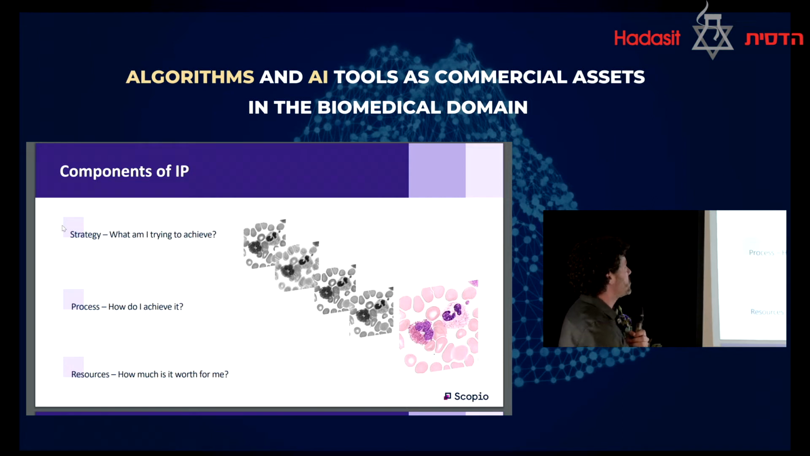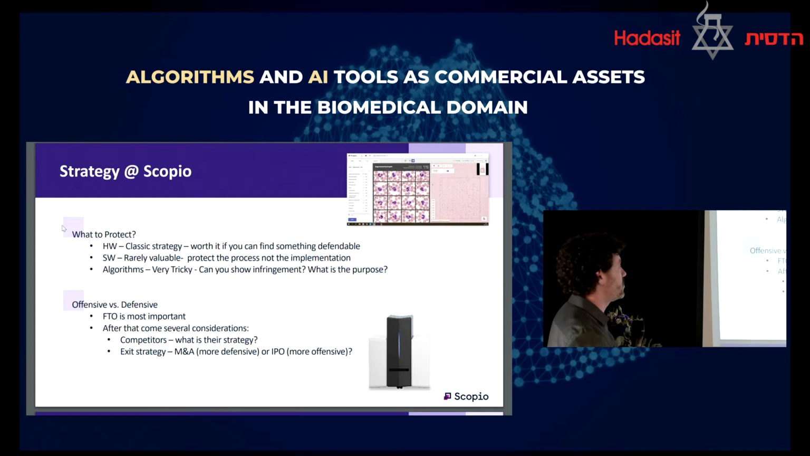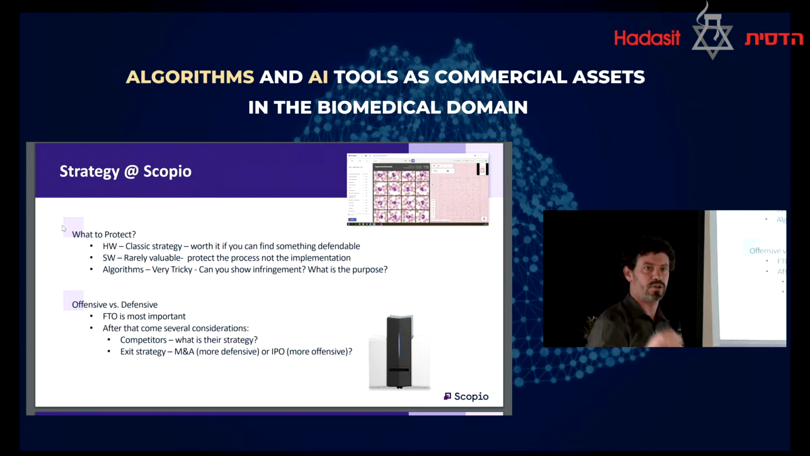So in strategy, there's first the question of what am I trying to achieve? Then there's the process that I put in place, which is how I want to achieve it. And then there's resources, which is how much am I willing to devote to this. So let's talk about the strategy at Scopio. And again, this is very, very personal to what we do and not necessarily applicable to every different company.